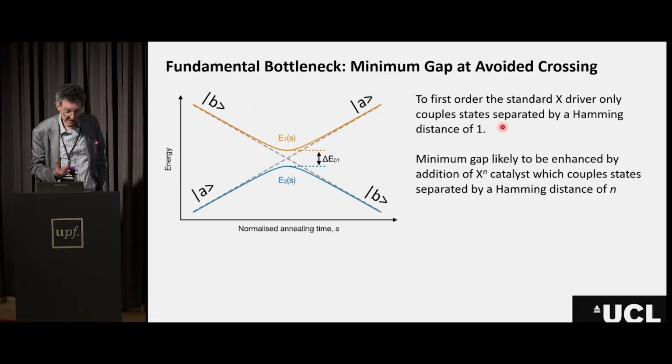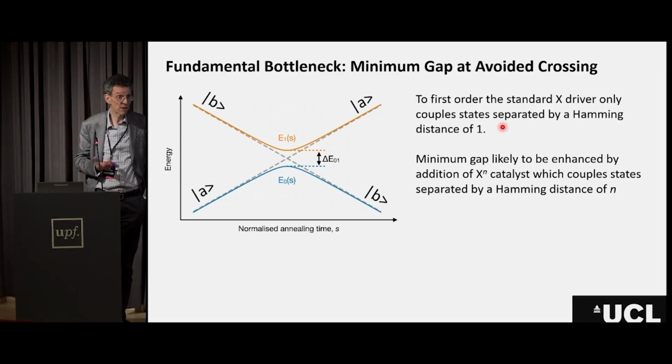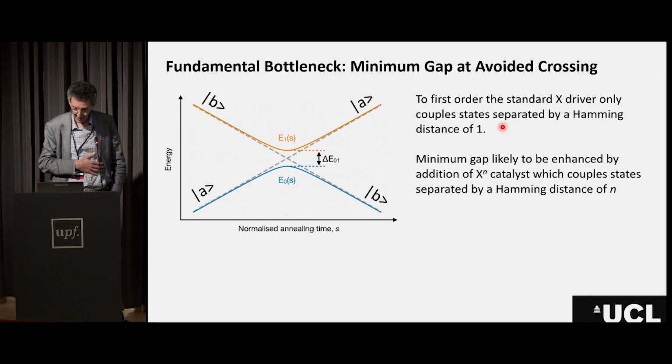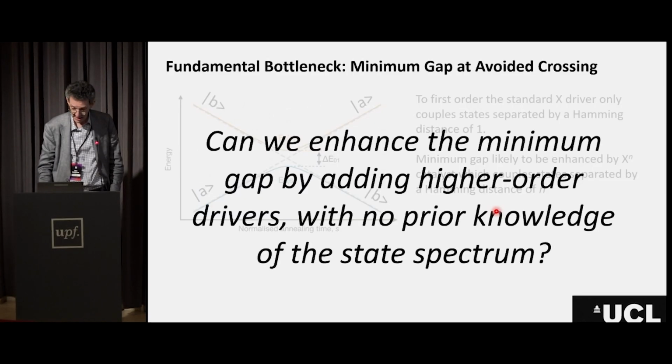To first order, the standard X driver only couples states which are separated by a Hamming distance of 1. And so the tunneling between these states A and B is what determines this avoided level crossing gap amplitude. Therefore, in order to enhance the minimum gap, it seems believable that we need to add nth order XX or XXX catalysts, which will then couple states that are separated by a larger Hamming distance, a Hamming distance of n. That's the basic idea behind this.